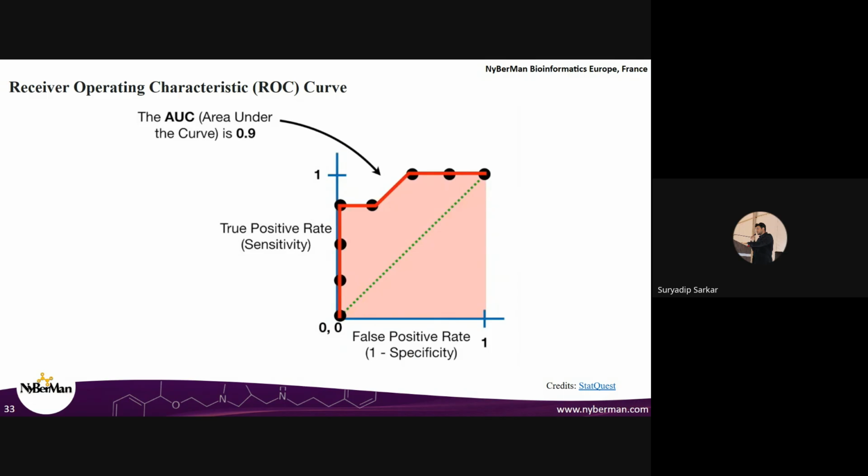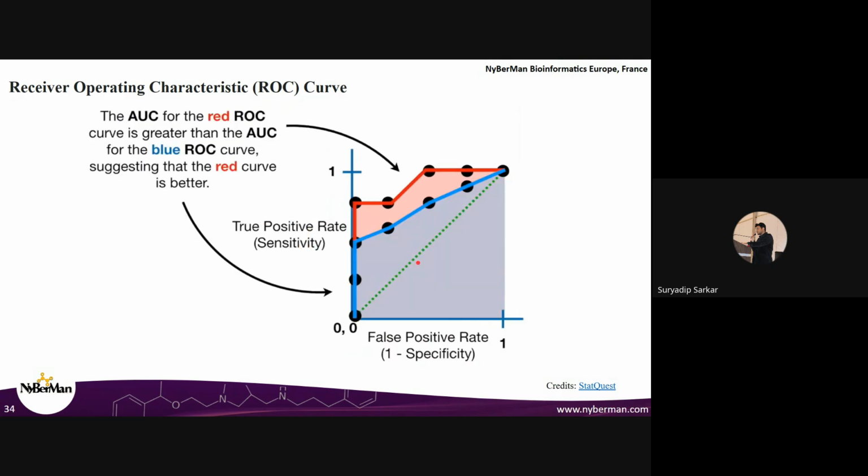Okay, the area under such a curve is known as the AUC or the ROC AUC. So this red shaded region is the area under the curve, and this is 0.9. For this particular curve, the area under the curve is 0.9.